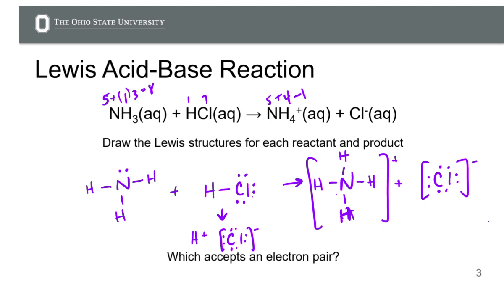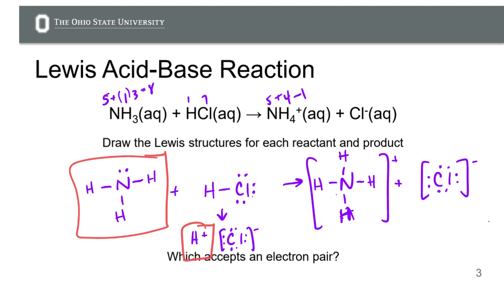So what bond is formed? What's that? Hydrogen bonded to what? I don't know who said that. Bonded to a nitrogen, right? So essentially we're going to form a bond between this nitrogen and the hydrogen from the HCl. Okay? So really the only 2 species we need to think about when we're looking at this reaction are these 2.